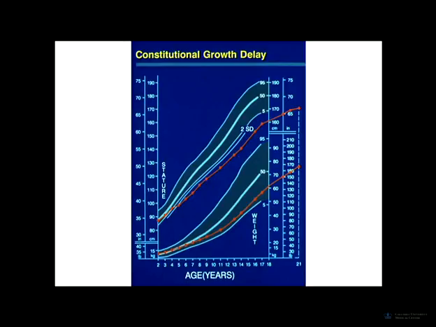Constitutional delay is a variant of normal. Basically, it's just a late bloomer syndrome, more common in boys than in girls. Sometimes, for some reason, the body clock that determines the onset of puberty can be a little bit delayed. What's nice about constitutional delay, even though it can be quite difficult for the child, is that they do retain the growth potential because their bone age is delayed. And even though it looks like they're very short during childhood, they keep growing when their peers have stopped growing and usually do not end up quite short as an adult.